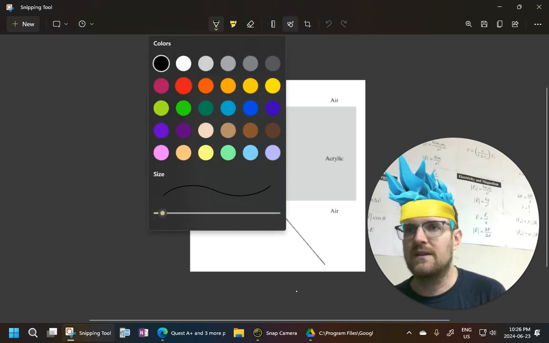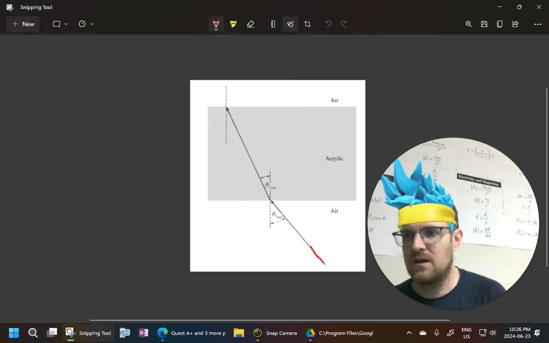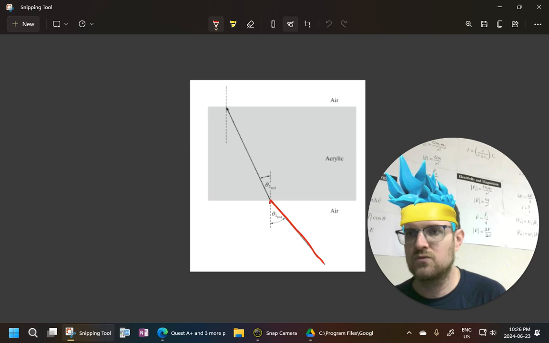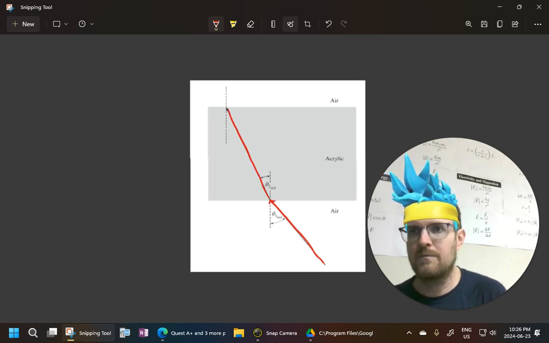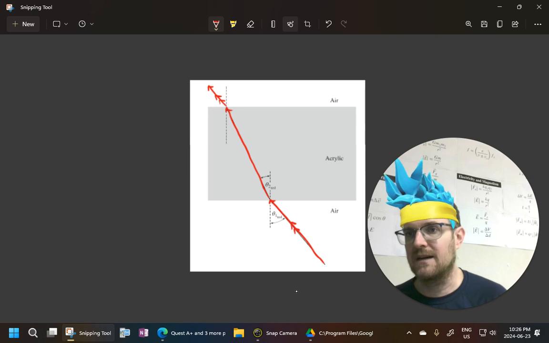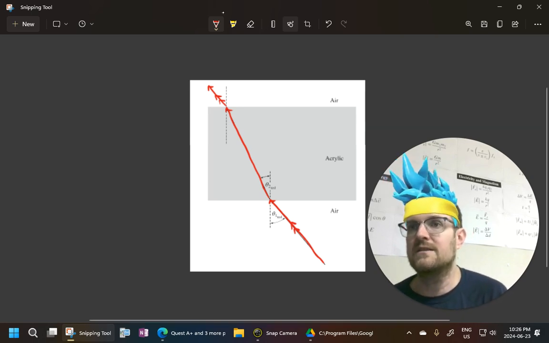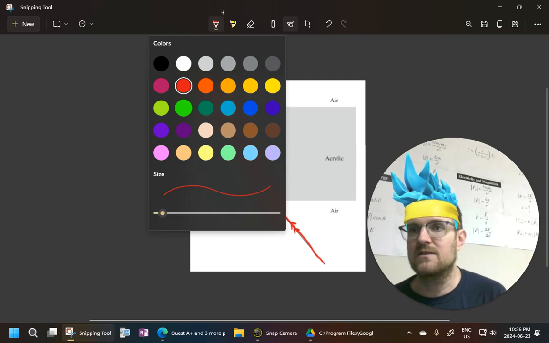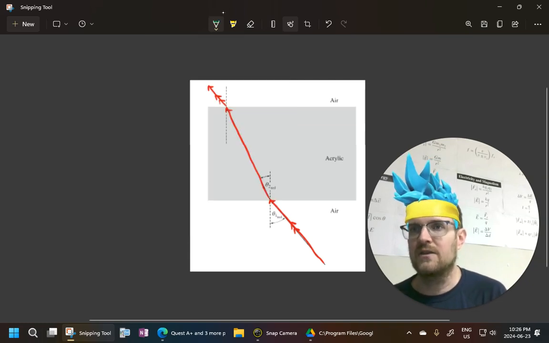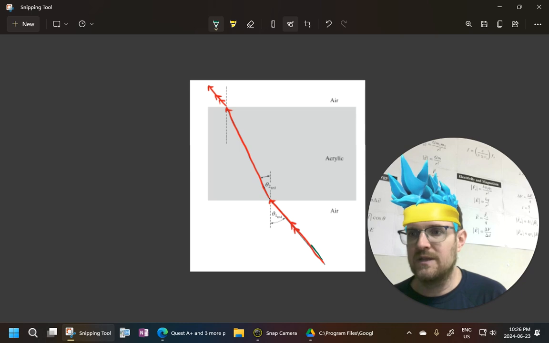So if this is the red light, I'm just going to color code this. It's going to go along. It's going to slow down when it hits this acrylic. And when it comes back out, it's going to bend back out because it's going to have to speed back up. This line is going to be parallel to this line down here. So these two lines are going to be parallel to each other. Just mathematically, just reversing the operation. There should be no reason they'd be any different because it's a very rectangular prism.